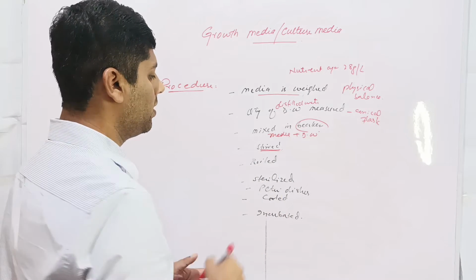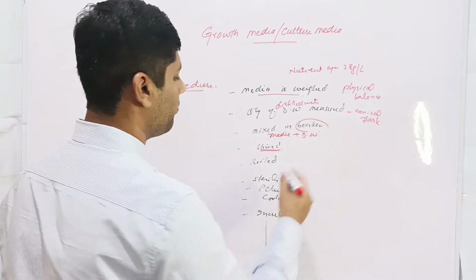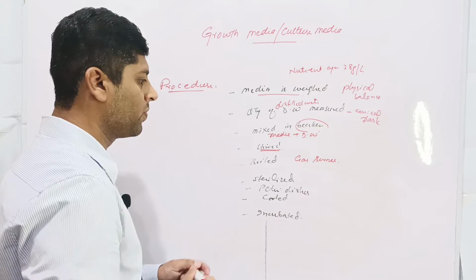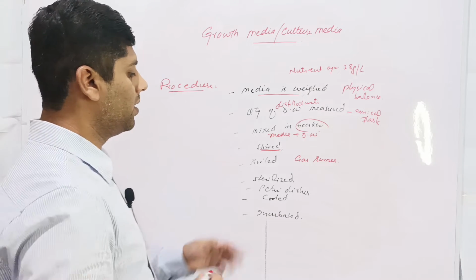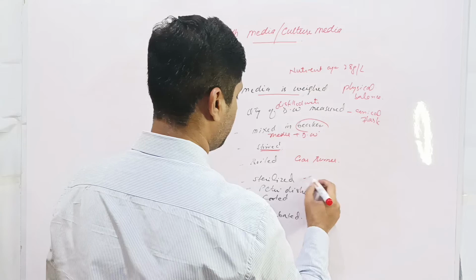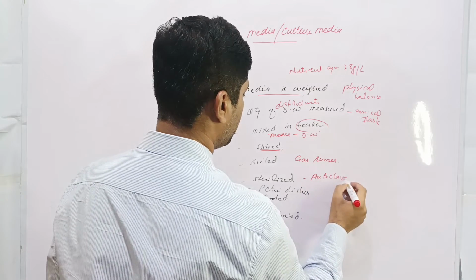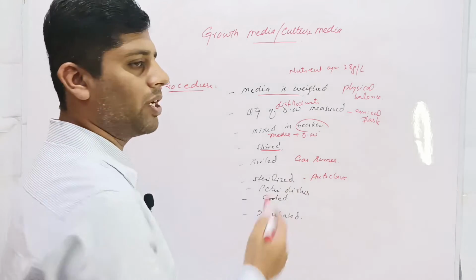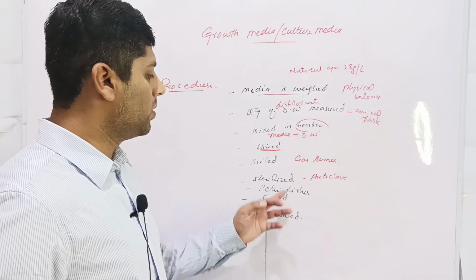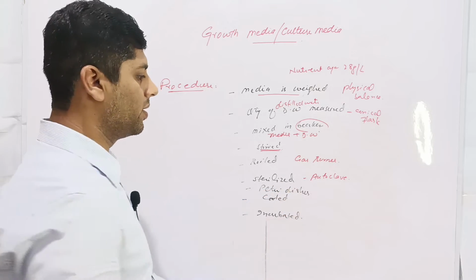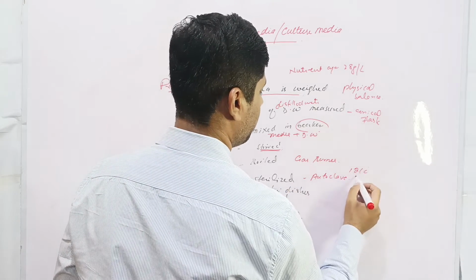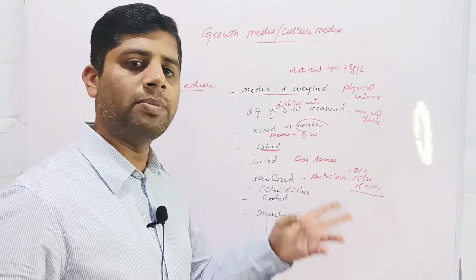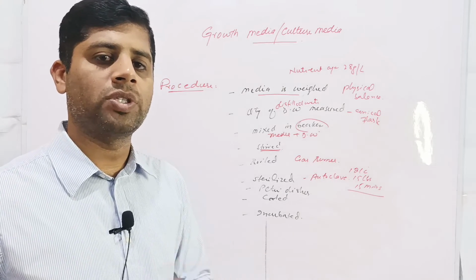After stirring, the media is boiled on the gas burner for a few minutes so that it is completely dissolved in the distilled water. After complete dissolving, it is sterilized in the autoclave. The autoclave is the most vital equipment of a microbiology lab, in which you sterilize liquid mixtures or media. This media is sterilized at 121 degrees centigrade and 15 pounds pressure for 15 minutes. The autoclave decontaminates the media from bacteria as well as bacterial spores.